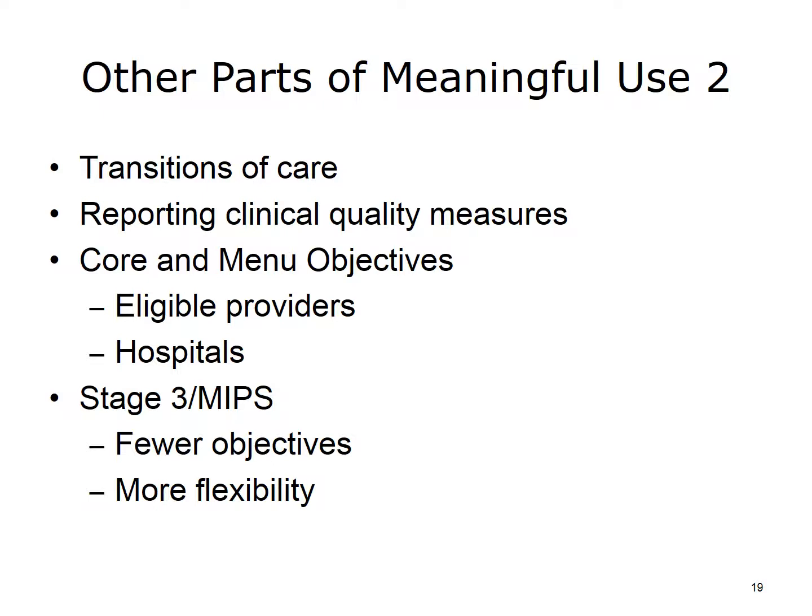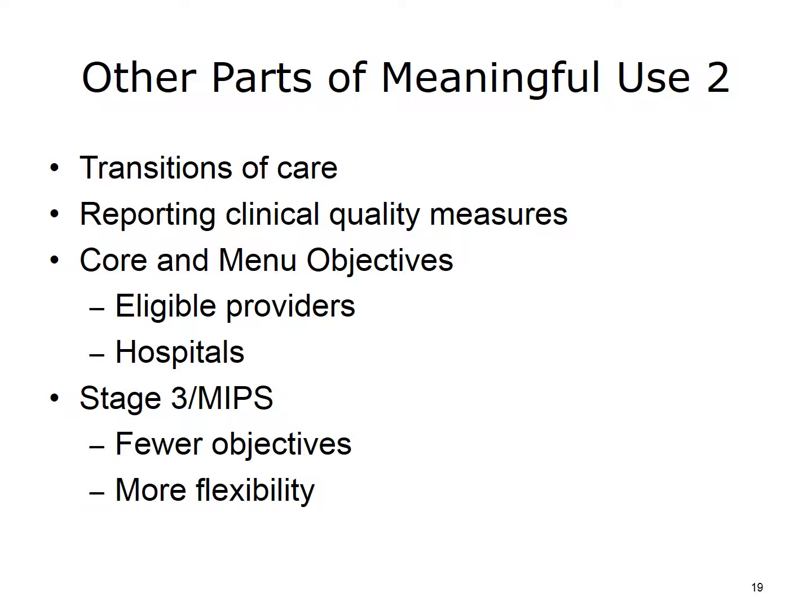As an example, in Stage 1, there were 15 core objectives for eligible providers, 14 of which also applied to hospitals. There were 10 menu objectives, and healthcare providers can choose which 5 they choose to implement. Similarly, while certain core quality measures were required, there were others where there was a choice. For Stage 2, there were more core requirements and fewer menu items, and many of the previous menu items from Stage 1 became core requirements.